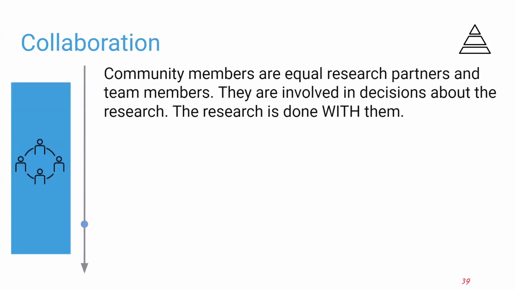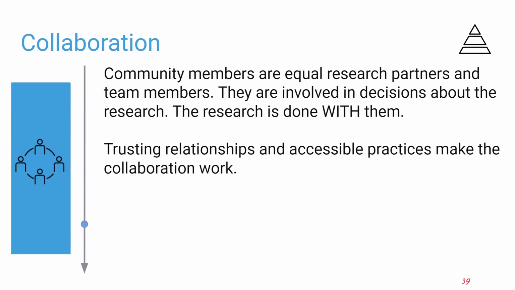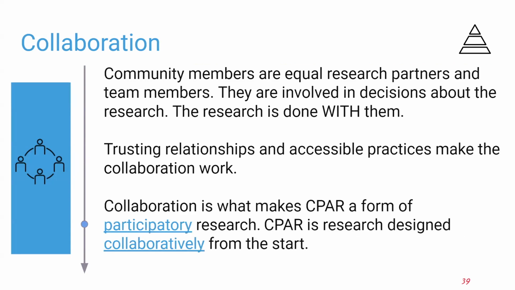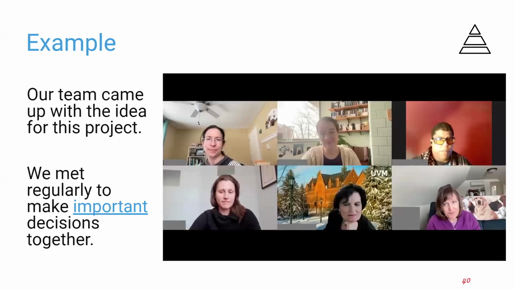Collaboration. Community members are equal research partners and team members. They are involved in decisions about the research. The research is done with them. Trusting relationships and accessible practices make the collaboration work. Collaboration is what makes CPAR a form of participatory research. CPAR is research designed collaboratively from the start. Example, our team came up with the idea for this project. We met regularly to make important decisions together.